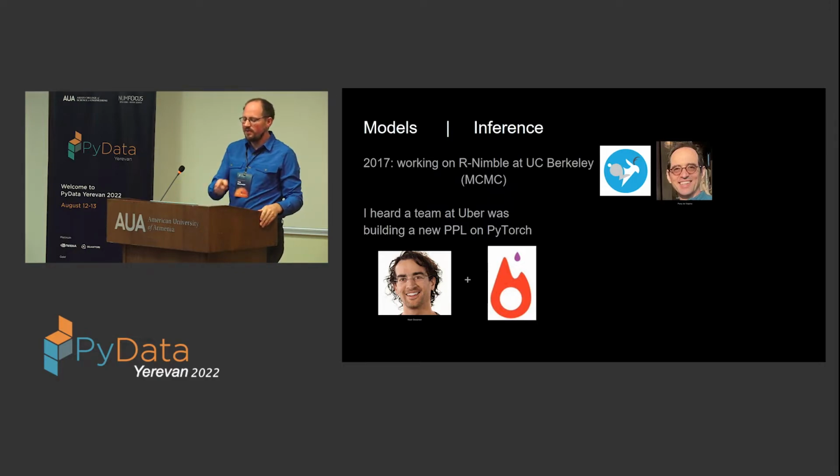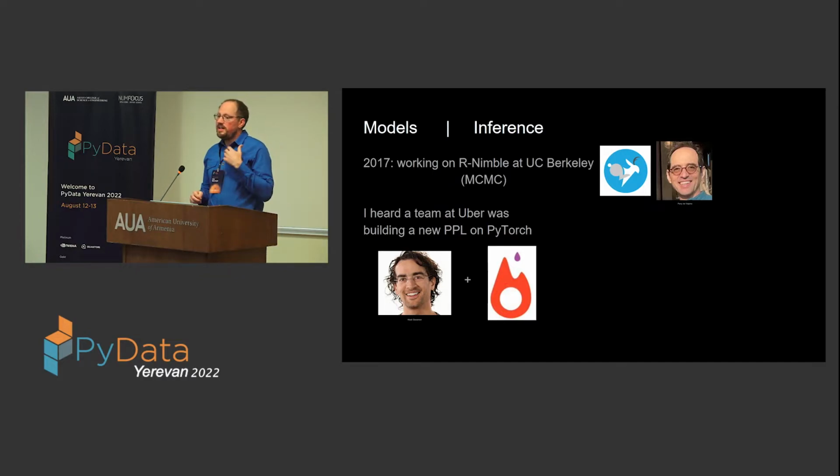But then I heard through a friend that Zubin Ghahramani and Noah Goodman at Uber were building a probabilistic programming language from scratch. PyTorch had just been released. This is 2017, I think. Earlier that year, PyTorch had just been released by Facebook. And Noah Goodman, who's that same first author who coined the phrase probabilistic programming language, was working on a new probabilistic programming language that's built on PyTorch. And so this sounded great.